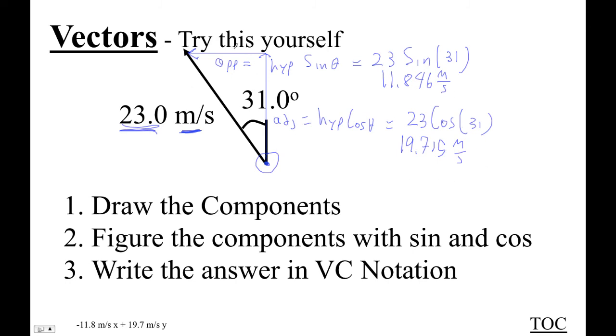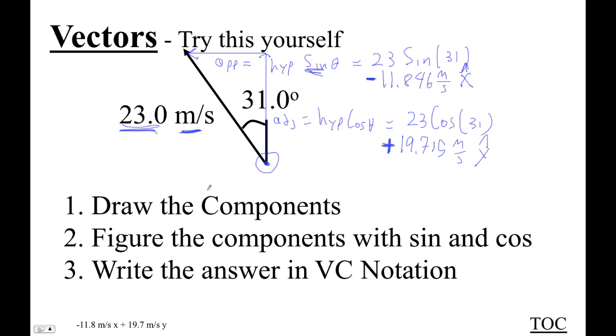Okay, now I have to decide plus and minus, x and y. The opposite side here, since it goes left and right, this is definitely our x component. Okay, since that guy, our opposite side, the side we found with sine, right? Since it goes to the left, it's negative. This side here that goes up and down is definitely our y component. And since it goes up, it's positive.